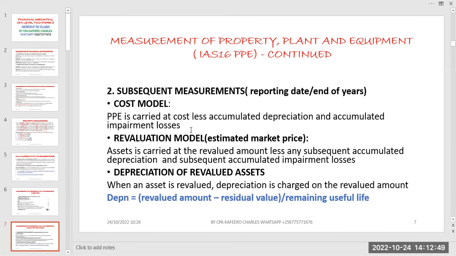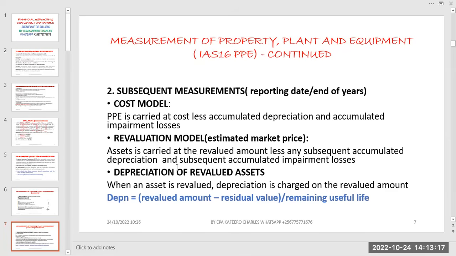And when we are determining it, it is the same formula, the usual way we determine depreciation, only that here we are using the remaining useful life. We are not using the old useful life of the asset, but the revalued useful life of the asset. It is the revalued amount minus the residual value over the remaining useful life.